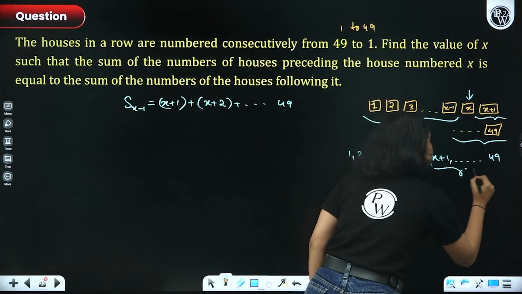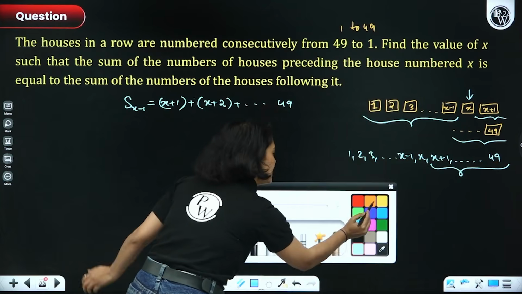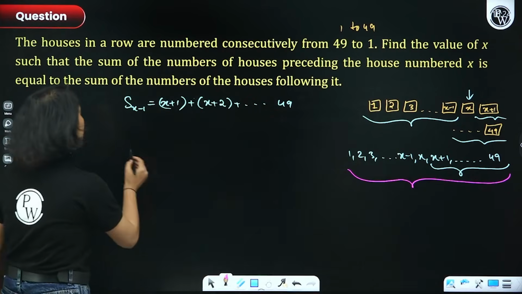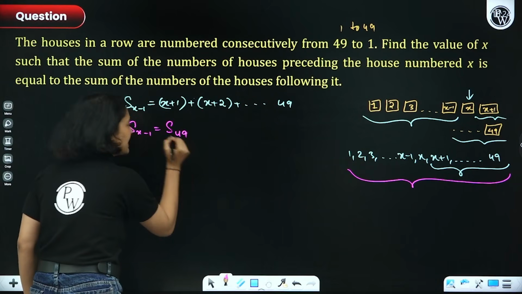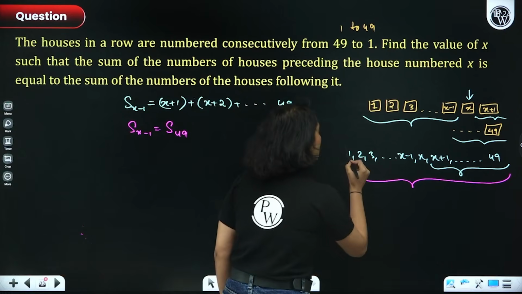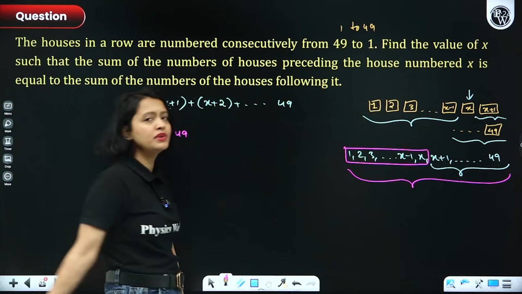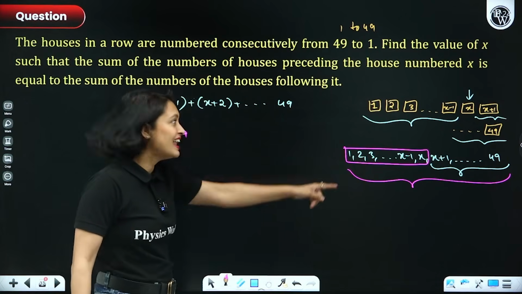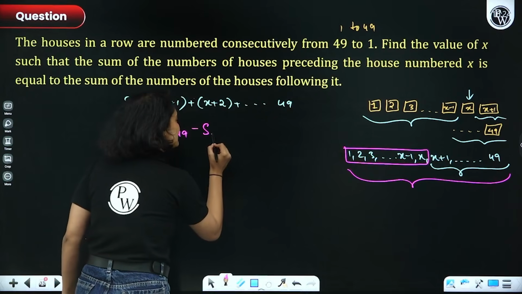We have to find the sum of numbers from x plus 1 to 49. What if I figure out the sum of numbers till 49 by using S49, the formula for the sum of first 49 terms, and from that I subtract the sum of first x numbers? I'll get these remaining numbers, right or not? So S49 minus Sx. That's it.